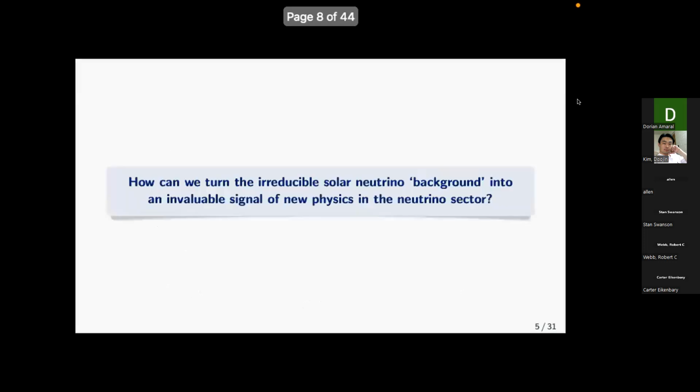So while this sort of event is usually classified as a background, what we really want to do is see how we turn this background into an invaluable signal of potential new physics in the neutrino sector. And that's broadly the setup of this talk.